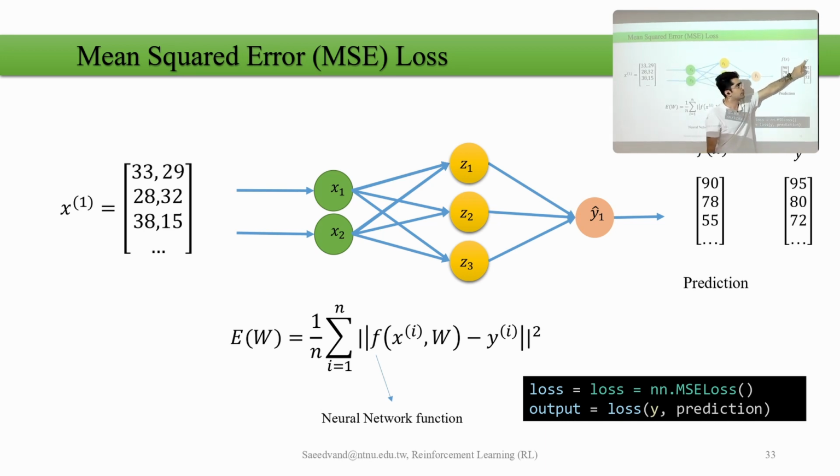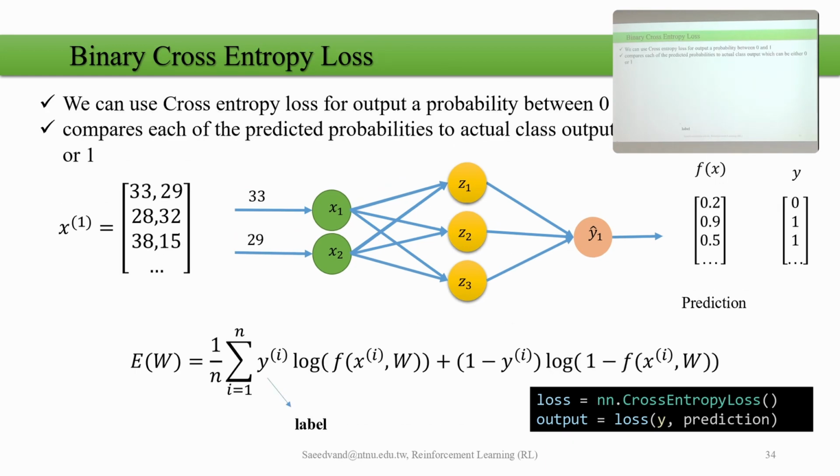And I know what my true values are. For the first element, I should have gotten 95, and I'm getting 90. For the second one, I should have gotten 80, and I'm getting 78. For the third value, 72 must be true, but I'm getting 55 as prediction. So the differences between the two can be calculated by mean square error, and that's my network error. Clear? Good.